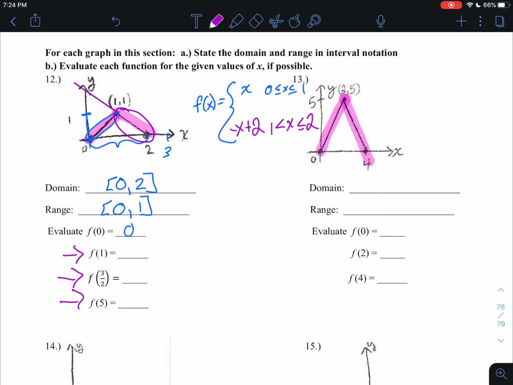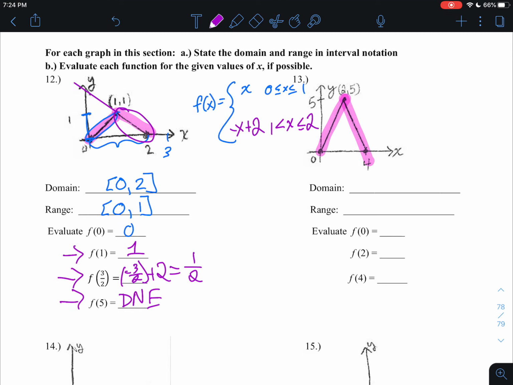So f of 1 is 1, and that's given by the graph, and you could double check by using our rule. F of 3/2, so we want negative 3/2 plus 2, which gives us 1/2. And then f of 5 does not exist because it is not a part of our domain, so we cannot determine what the function would give us.